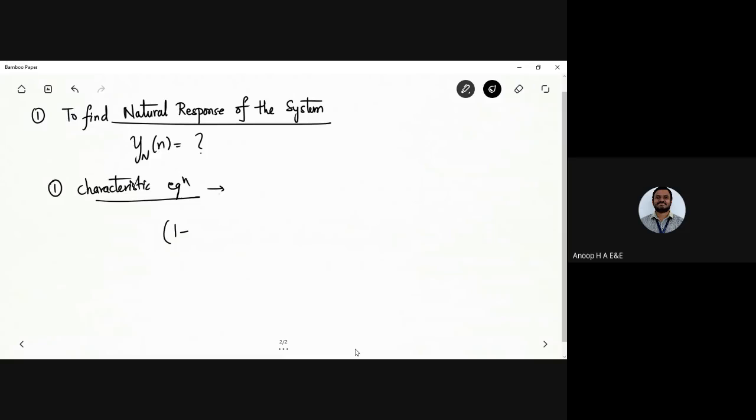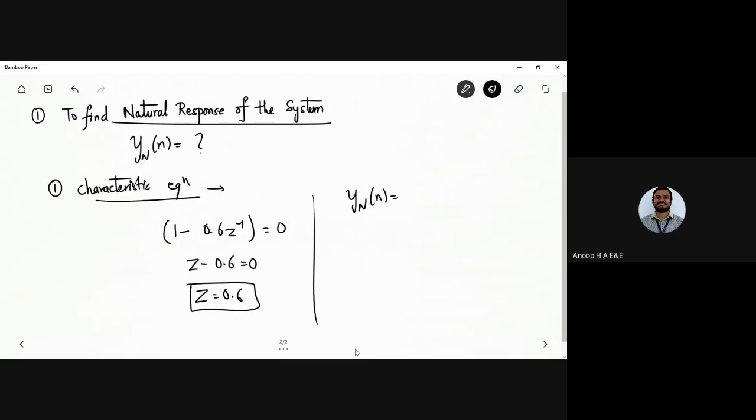So you can write it as 1 minus 0.6 z to the power minus 1, that would be equal to 0. So z minus 0.6 is equal to 0. z will be equal to 0.6. So one root of the characteristic equation is z equal to 0.6. So next, what I'll be having is y n of n, that would be equal to k times 0.6 raised to the power n.